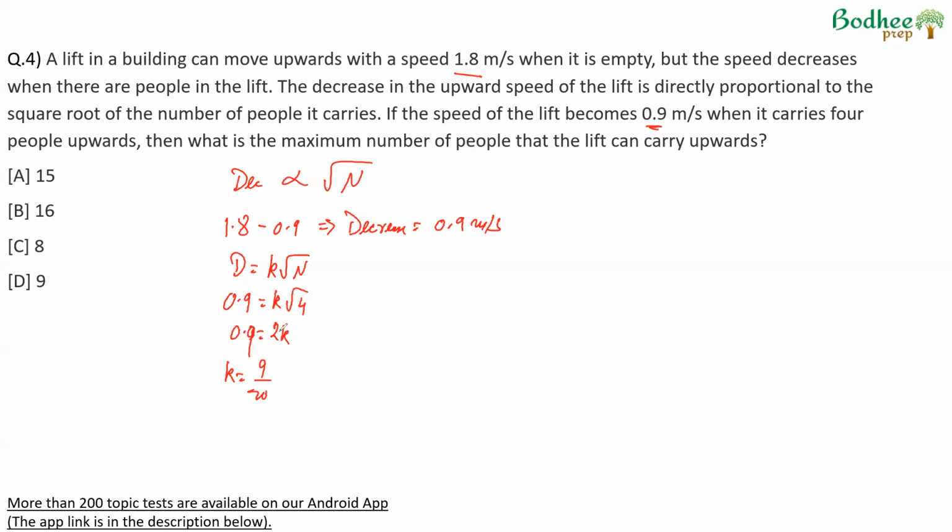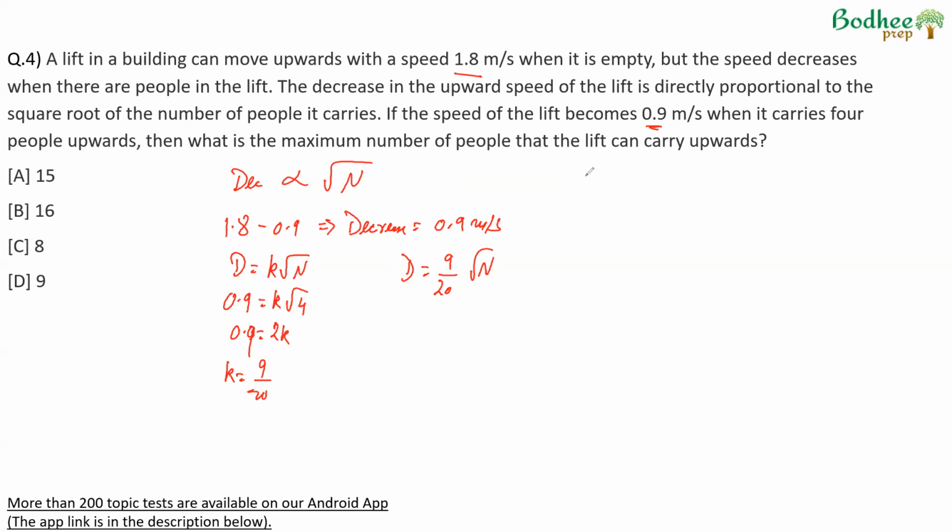K is 0.9 upon 2, that is 9 upon 20. And therefore the decrease is nothing but 9 upon 20 into root of n. What is the maximum number of people the lift can carry upwards?